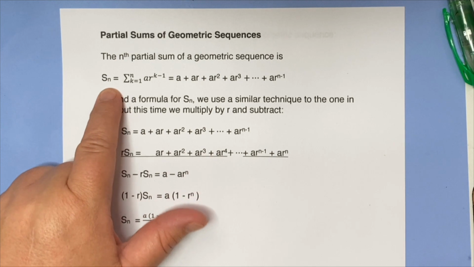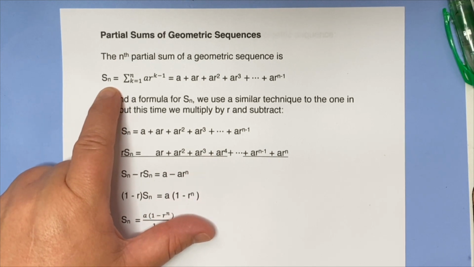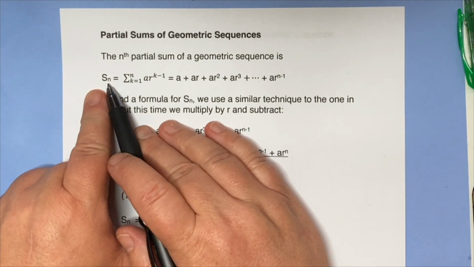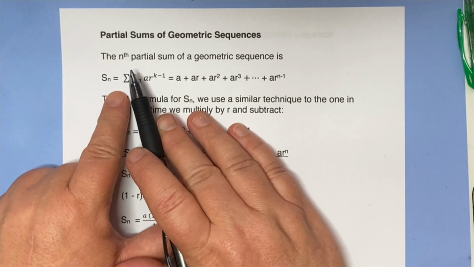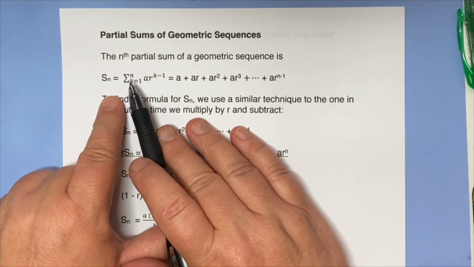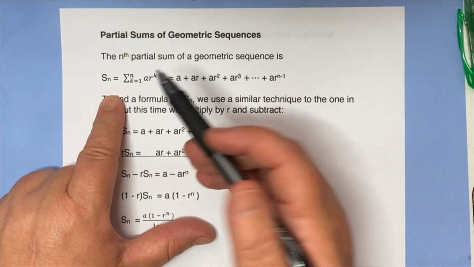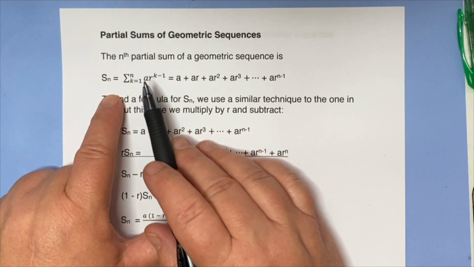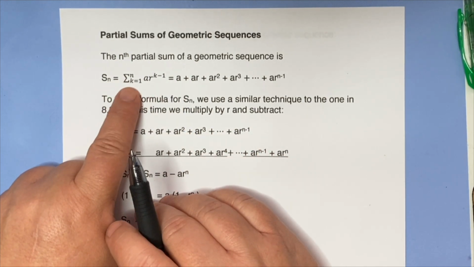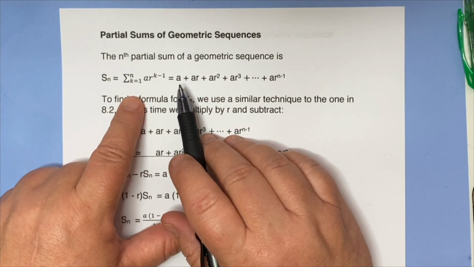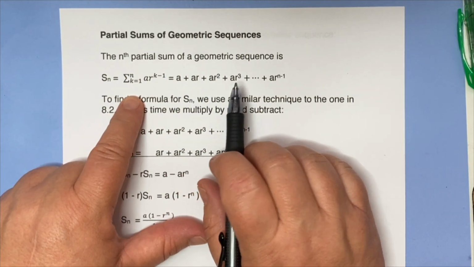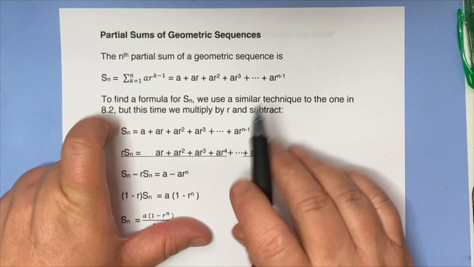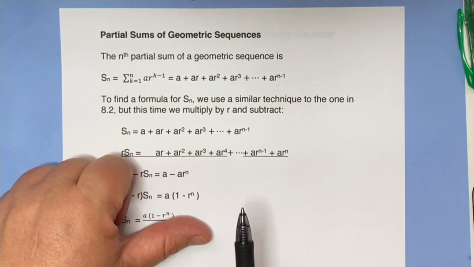And just like with the partial sums of arithmetic sequences, we're going to set it up as the nth partial sum, S sub n, is, remember this is sigma, the sum, of a_k from k equals 1 to k equals n. And then it's the general formula, except this time we're not using n minus 1, we're using k minus 1. So first term is a, then a times r, then ar squared, then ar cubed, all the way up to ar to the n minus 1, because if we're going all the way to n, the nth term has exponent n minus 1.